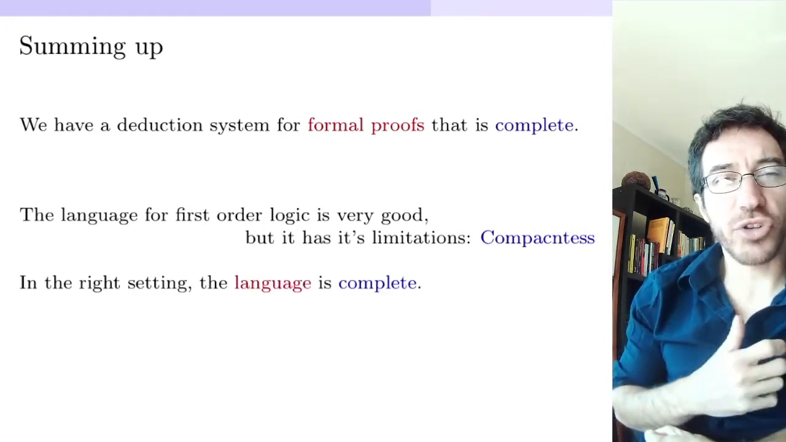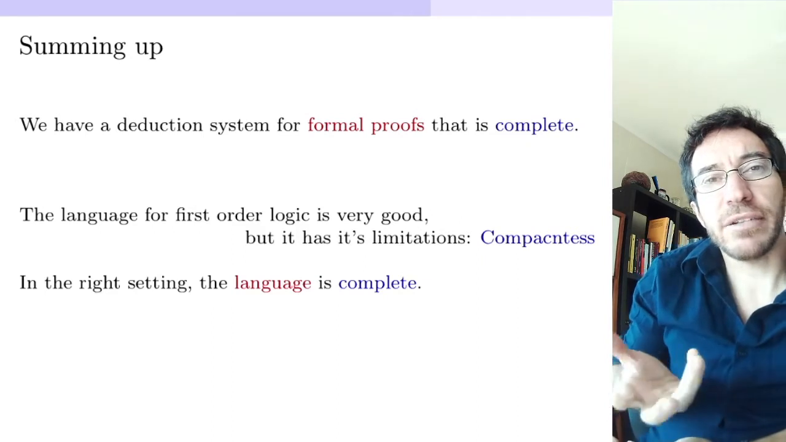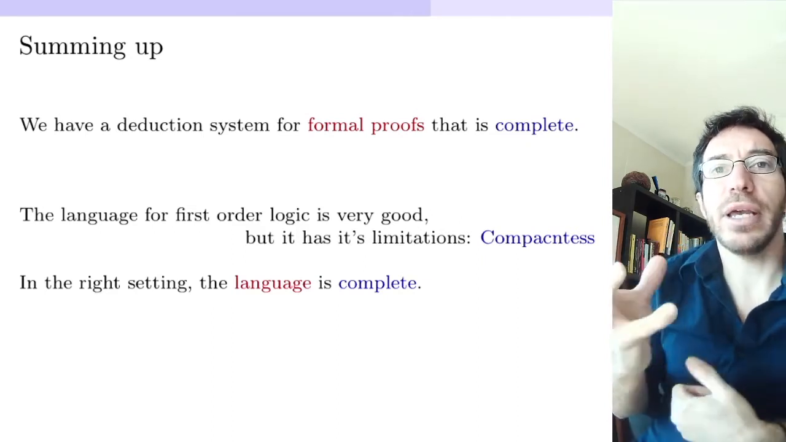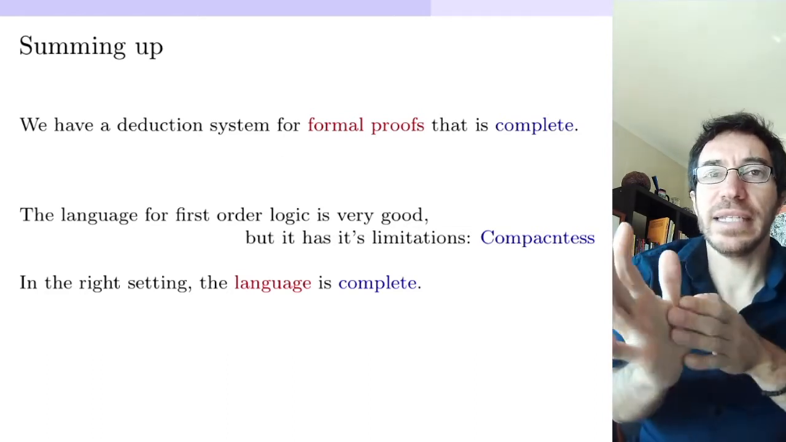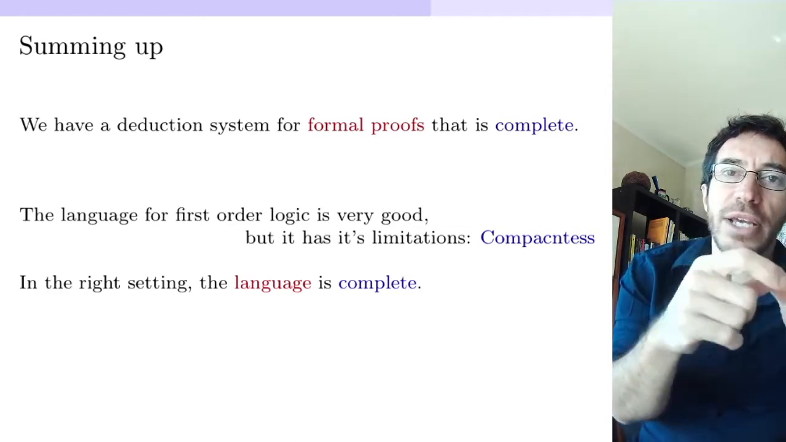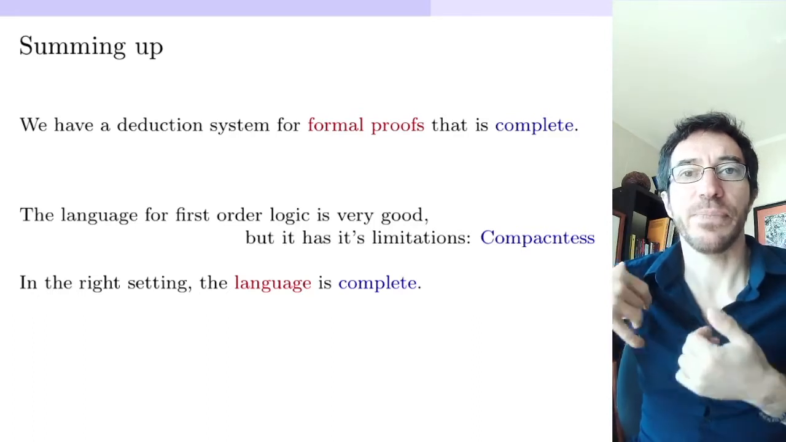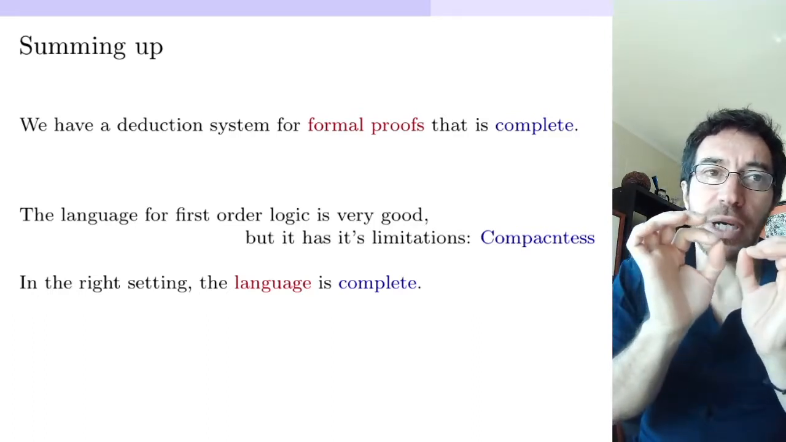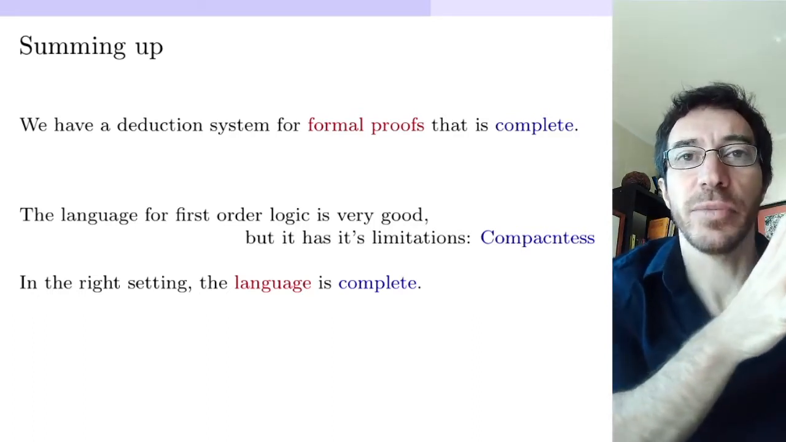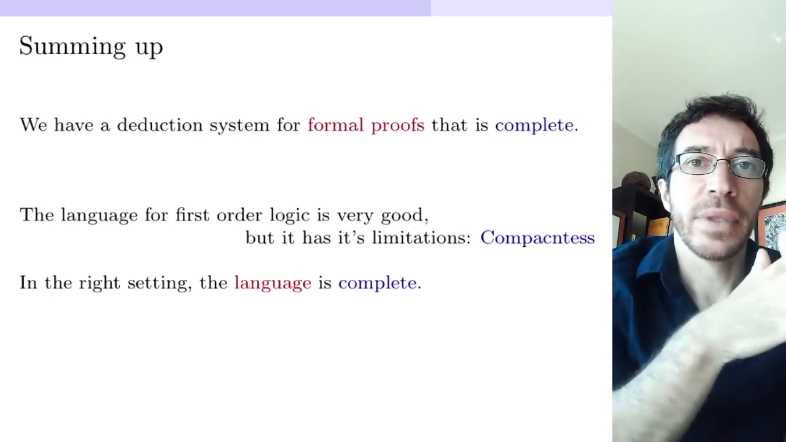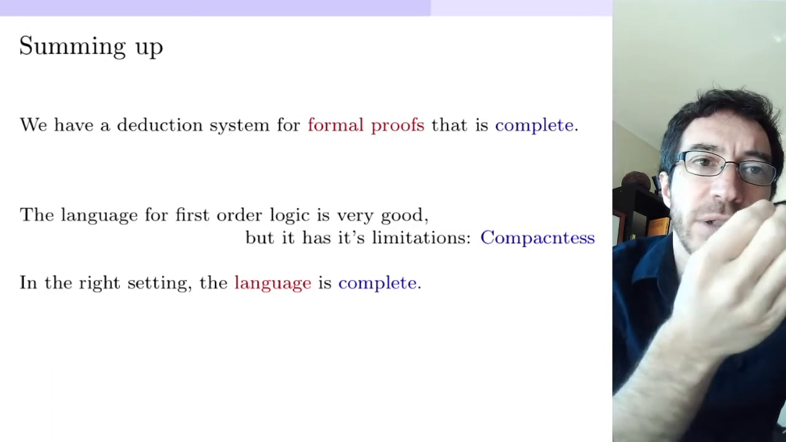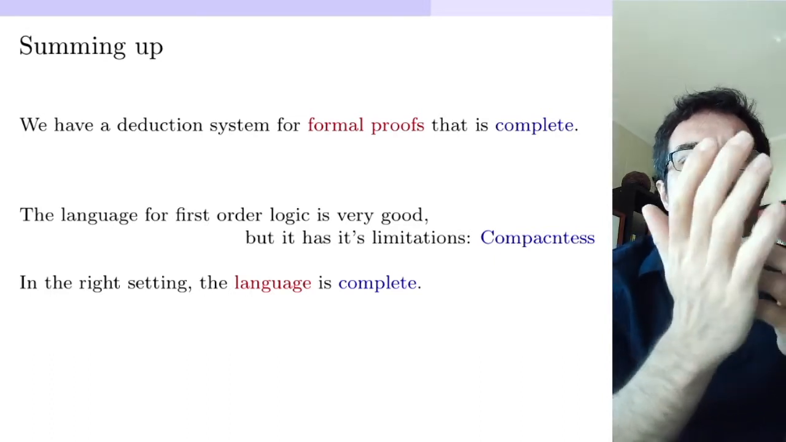So it's not complete. We saw that it's lacking a lot of things, but that's because of the setting we were looking at. We were looking at graphs, where we can only talk about the edge relation, and you couldn't talk about connectedness, for instance. But if your interest is to be able to talk about all of mathematics, then if you look at the right setting, the language is complete.